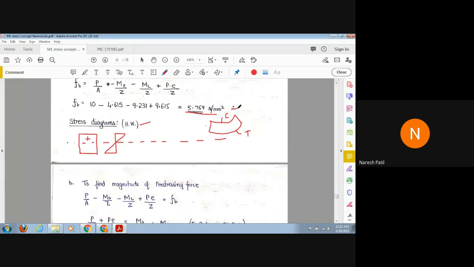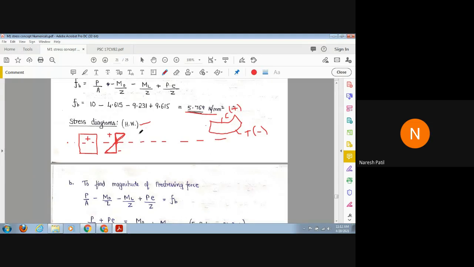So for compression I have said plus, for tension I have said minus. So you can see here, you draw a vertical line. Then after drawing the vertical line, what you have to do? Plus means right hand side, minus means left hand side. Then join these two by an inclined line. So we get the diagram due to bending stress. This is plus, minus, because of MD by Z.